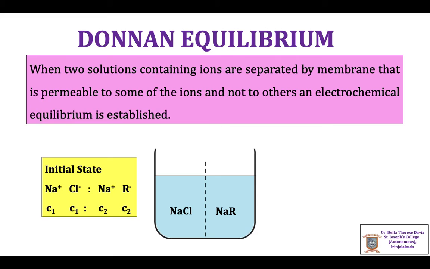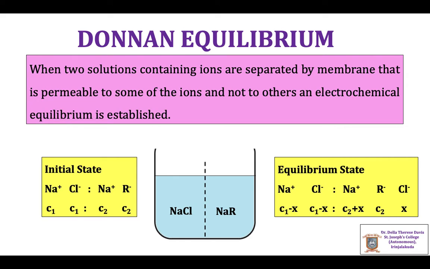Consider that C1 is greater than C2. As the membrane is permeable to both Na+ and Cl- ions and not permeable to R- ions, in the equilibrium state, Na+ ions will diffuse from the NaCl side to the NaR side, that is from the left side to the right side according to the diagram. Cl- ions will also diffuse from the left to the right side, and R- ions remain constant at the right side.